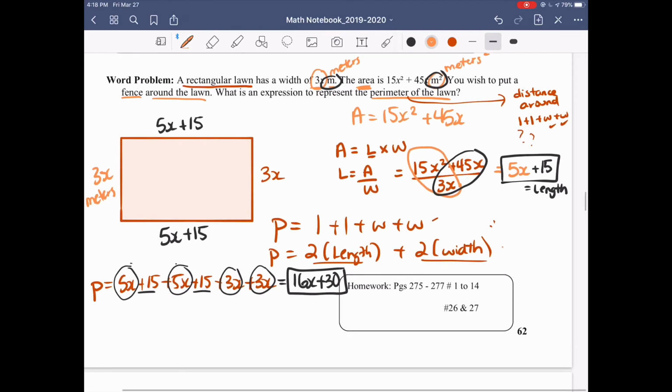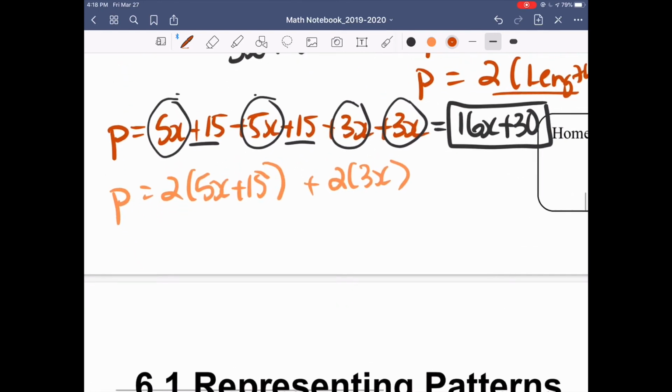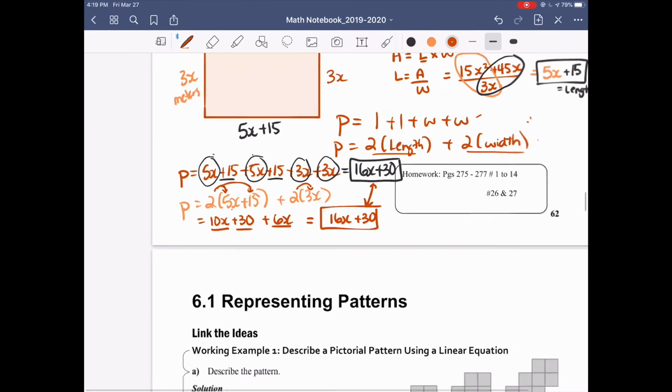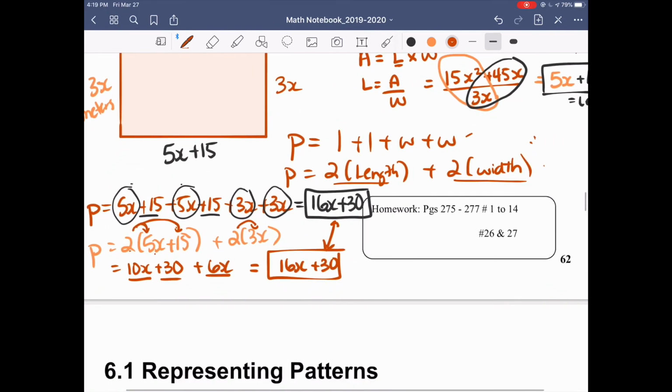If you wanted to use the other method, 2 times 5x plus 15 plus 2 times 3x. You can use what we've learned in 7.1 and 7.2 to answer this. So 2 times 5x is 10x. You distribute out the 2. 2 times 15 is 30. And then 2 times 3x is 6x. And then you combine your like terms. 10x plus 6x is 16x. And then the 30 is by itself. Both ways you get the same answer. So the perimeter is equal to 16x plus 30.